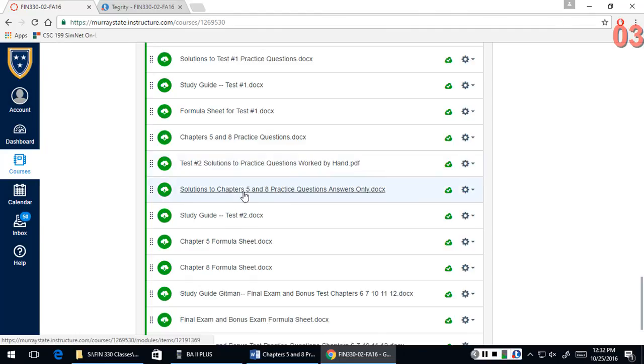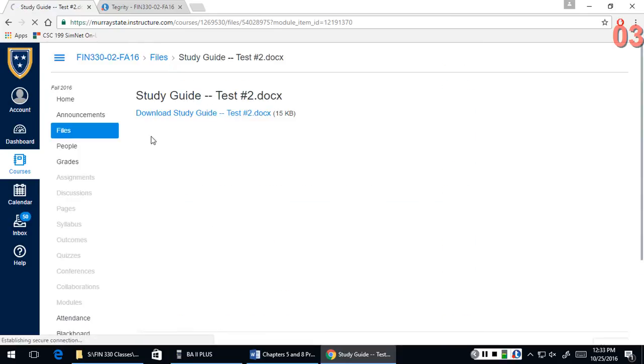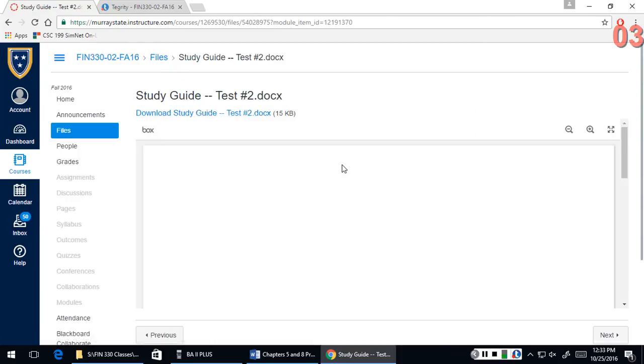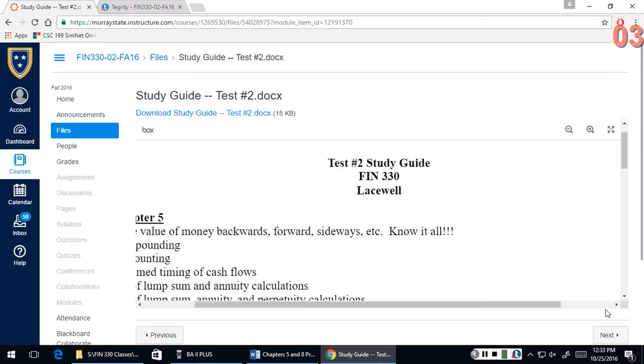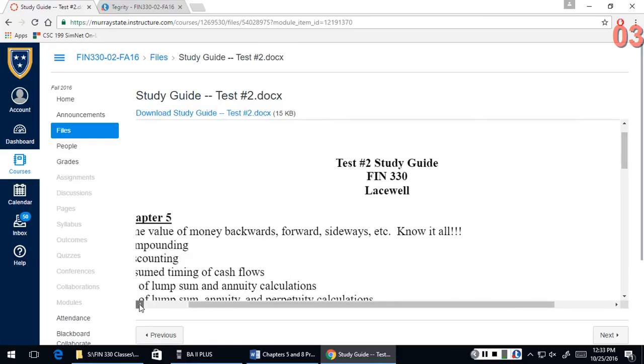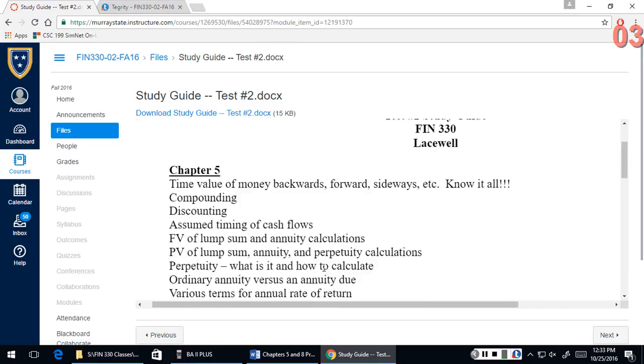Also, these are just the answers, so just the ABCD part to the multiple choice. You've got your study guide here, and then a chapter 5 formula sheet and chapter 8 formula sheet. These are going to be attached to your test on Thursday, so you can take a look at those. Let's take a look at the study guide real quick. And again, this is going to be pretty straightforward. Even though it's just 2 chapters, they're 2 pretty big chapters.